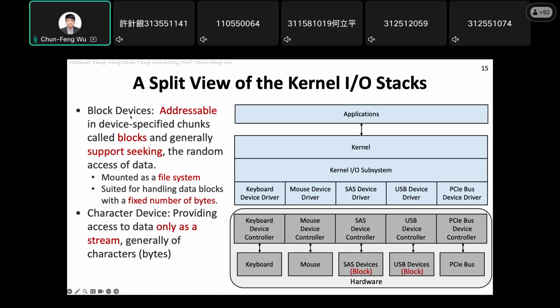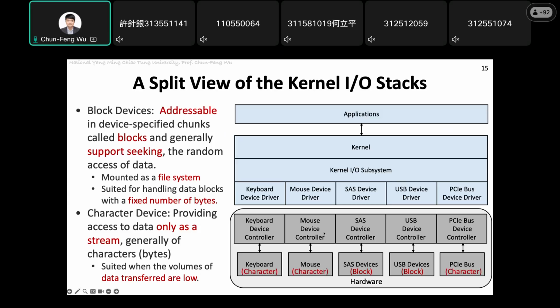So the thing is, if the data you are going to access is in a block, continuous, like 512 bytes, this kind of size, then it is a block device. But if not, if you usually access them byte by byte, then it is called a character device. The keyboard and mouse are all character devices.